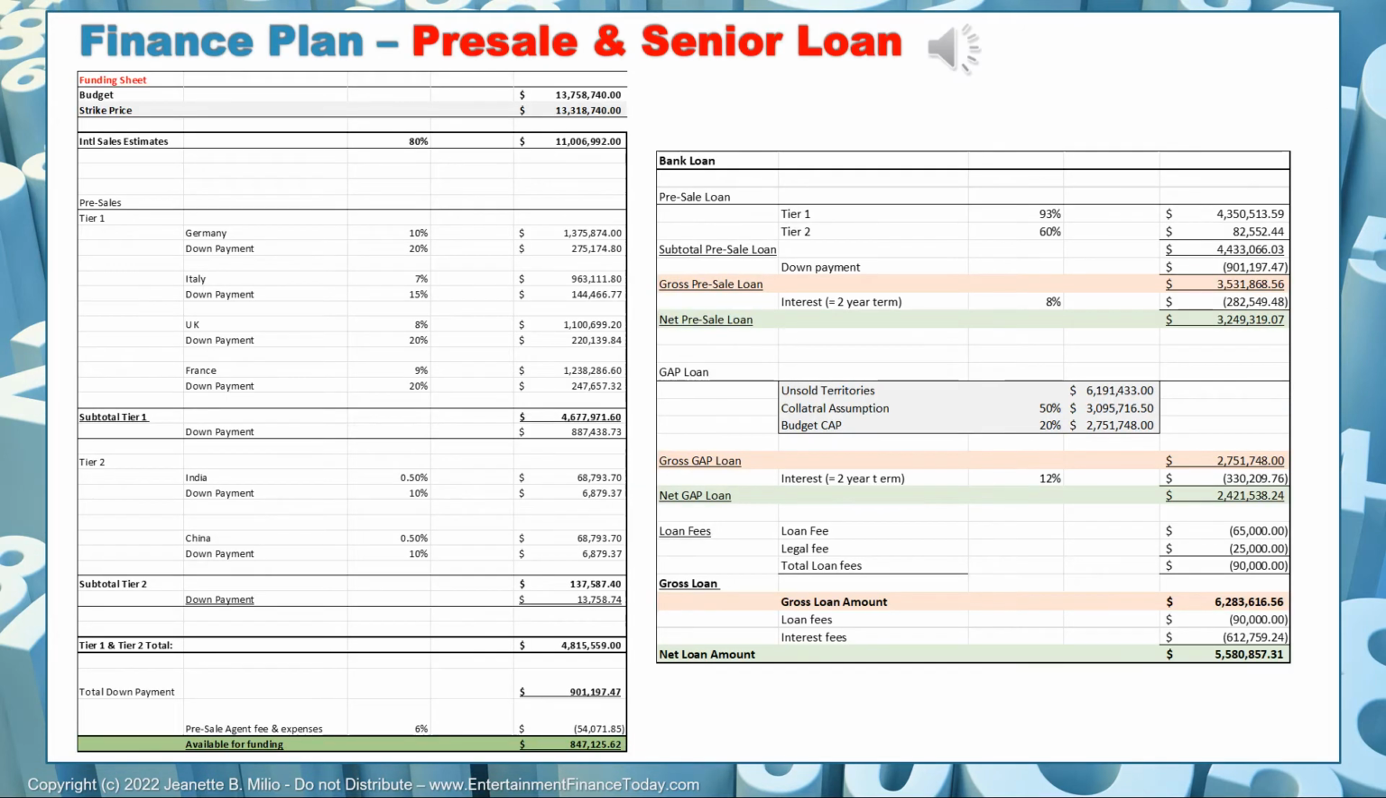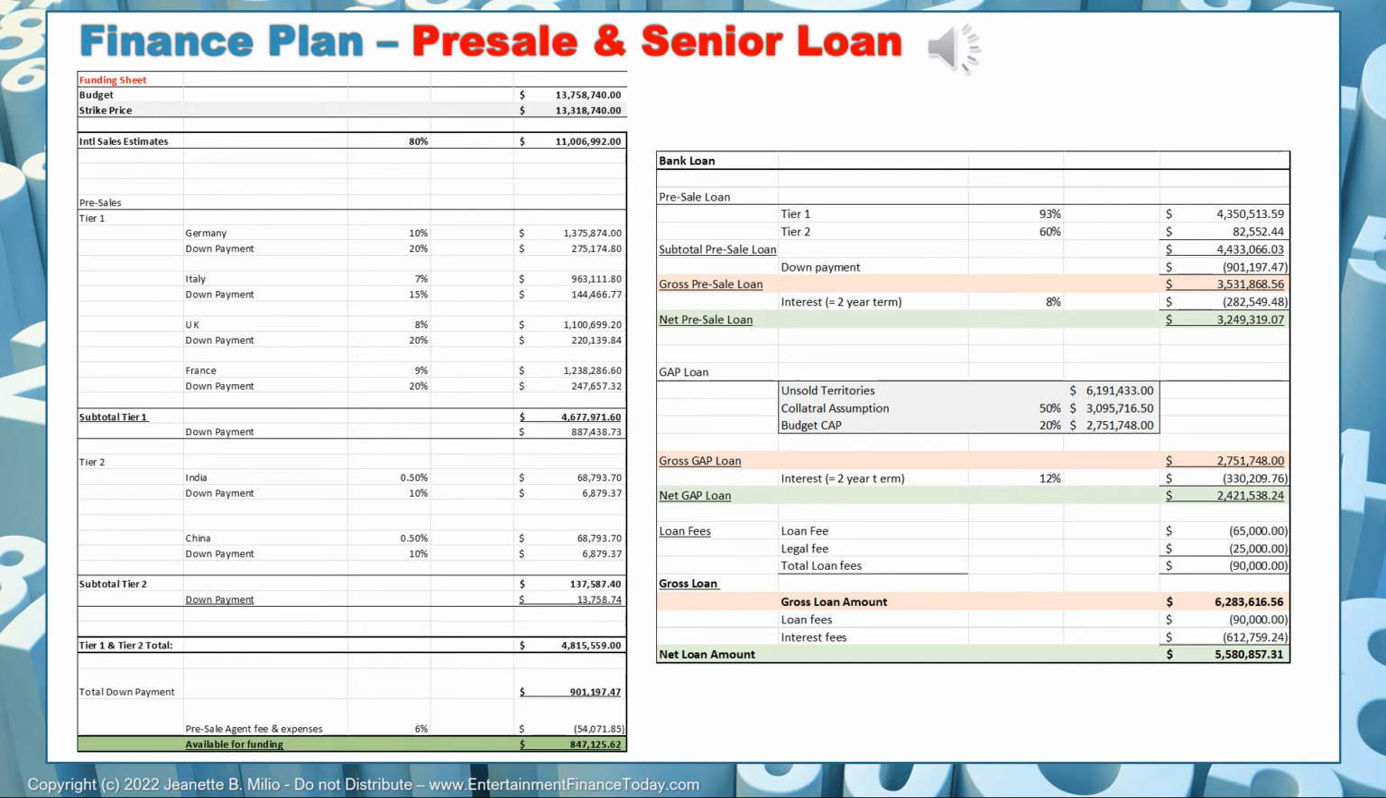So let's take a look at our finance plan altogether again here, just for the pre-sale section and the senior loan. So again, the budget was 13,758,740. We are deducting the deferments for visual effects and music, which were 440,000, which gets us a strike price of 13,318,740.